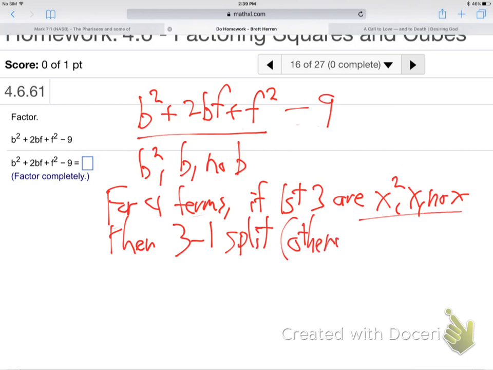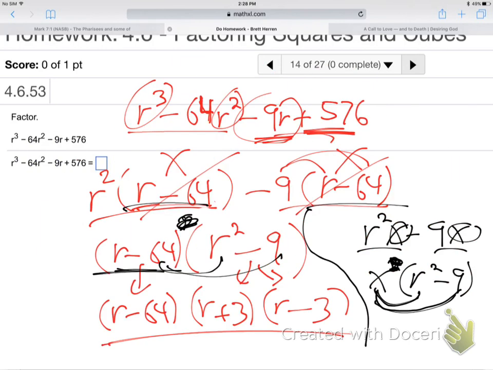Otherwise, if the first 3 do not go well together, do a 2, 2 split, which is what we did on a few problems earlier today. We had 4 terms right back here. Let me go back, maybe that'll help. It's only 2 problems back. See those first 3? Here's 4 terms. I did a 2, 2 split, didn't I? Why didn't I put these first 3 together? Because they don't go well together.